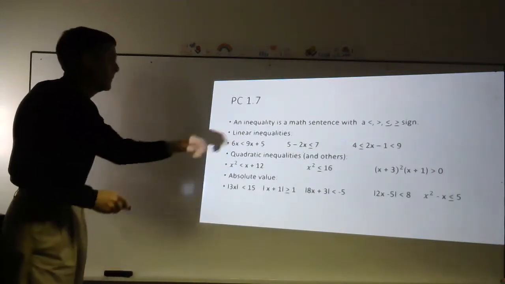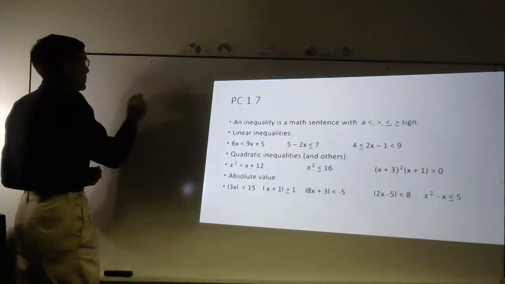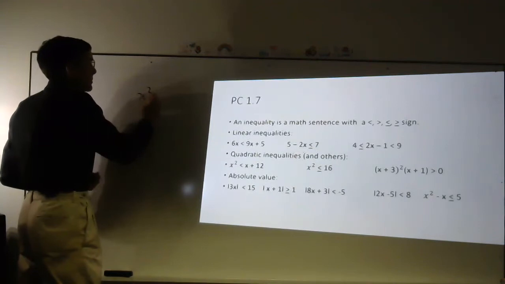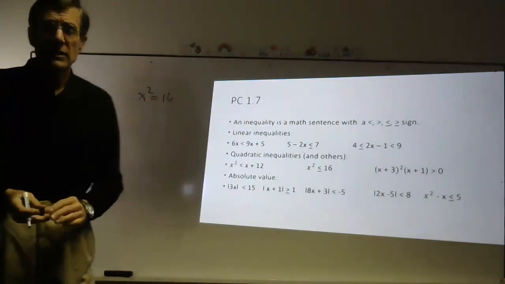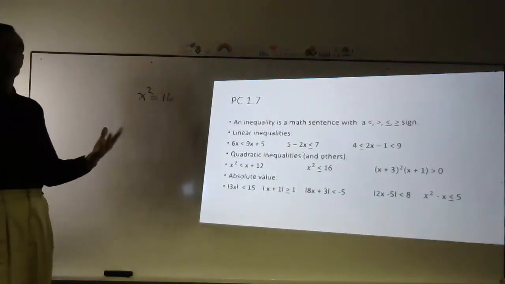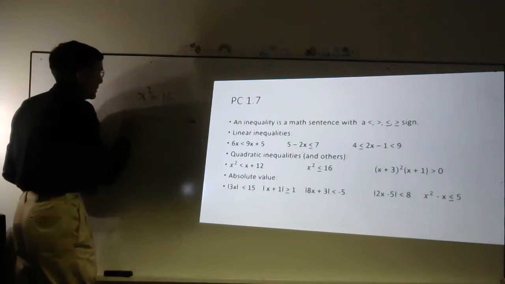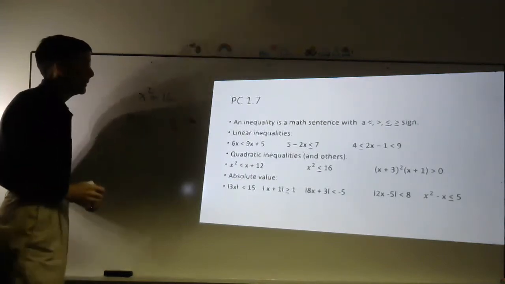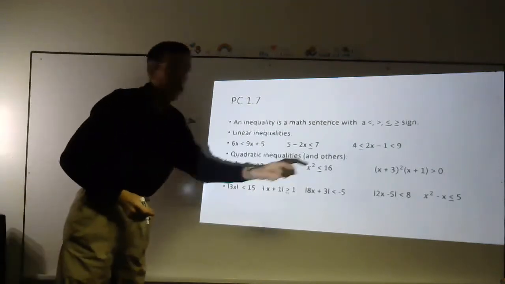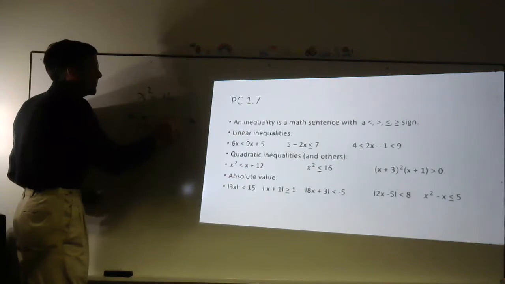Okay, how about the next one? X squared less than or equal to 16. Do the boundary points. X squared equals 16. And remember what we talked about on quadratics? When you have no x term, you can use square roots. So don't you instantly know that x could be 4 or -4? And because it's less than or equal to, these are solid points.